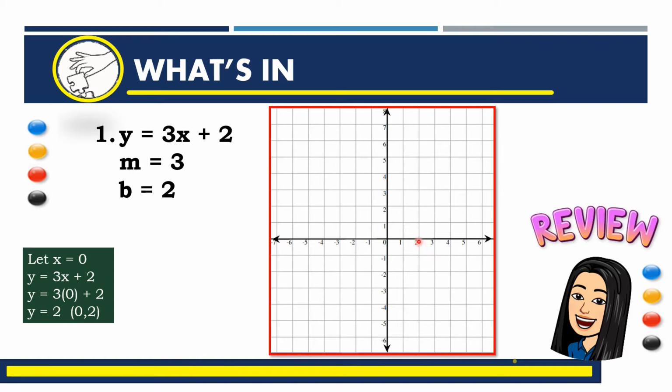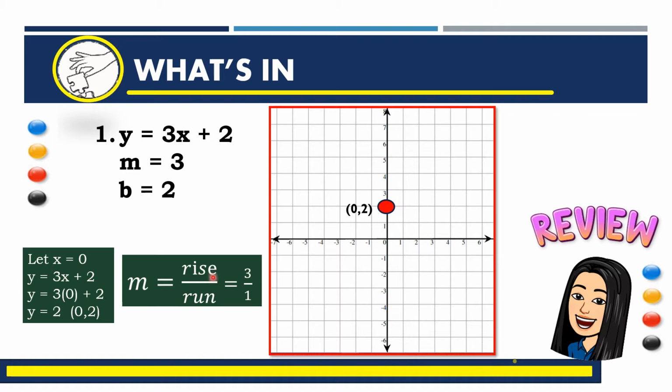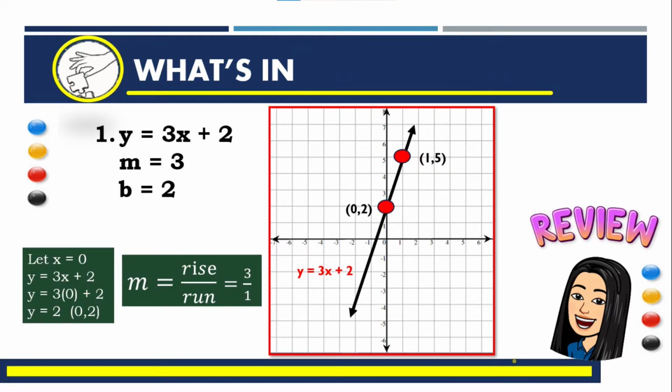And this time we're going to plot this in the Cartesian plane. Now we're going to plot another point using the slope. We know that our slope is equal to rise over run, or simply 3 as our rise and 1 as our run. From the y-intercept, we move 3 steps upward since our rise is positive: 1, 2, 3. Then we run 1 step to the right since 1 is also positive. We plot the point here. So we have the coordinate (1, 5), and this is the graph of the equation y = 3x + 2.